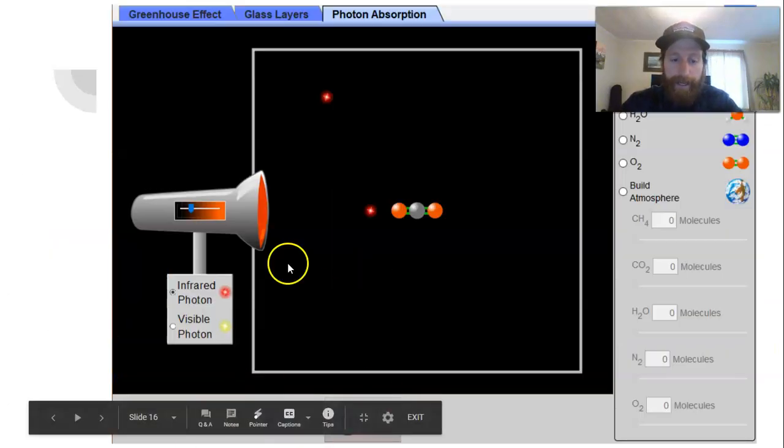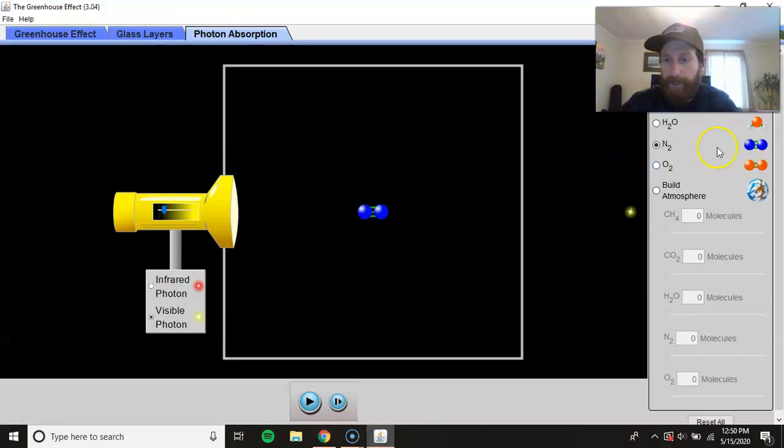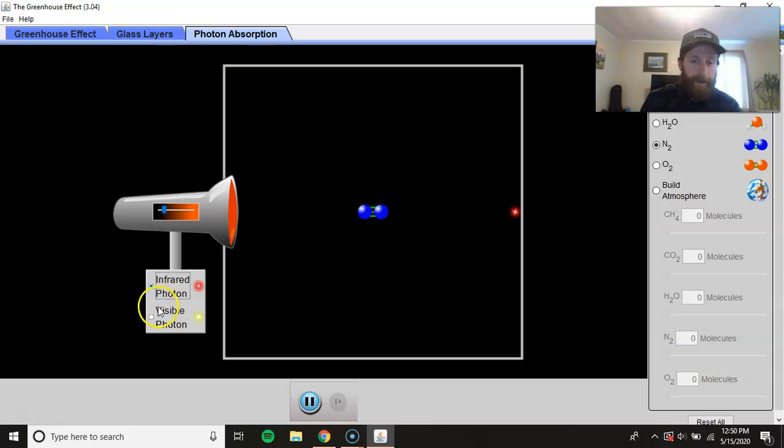So we're going to just pop up to that simulation again. And here we're going to look for what we just described. Here's a nitrogen molecule, N2. I'm going to start shooting visible light photons at it, and we can see that they're transmitted. They pass right through. I'm going to also shoot infrared light photons at it. We can see that they're transmitted. They pass right through. The same is true for oxygen. It transmits both visible and infrared light. So those are not greenhouse gases because they are transmitting visible and infrared light. Those are non-greenhouse atmospheric gases. And again, those two are 99% of our atmosphere.